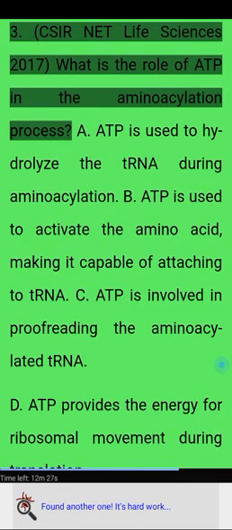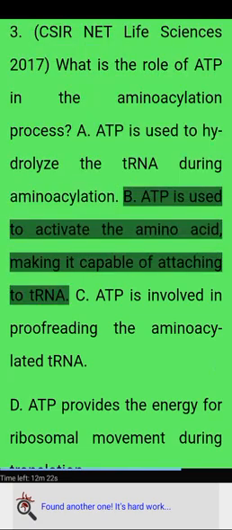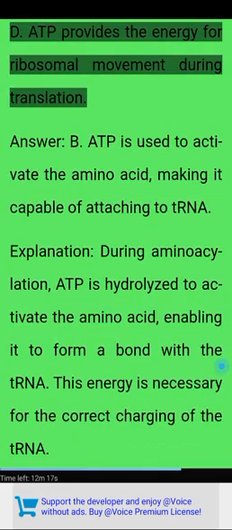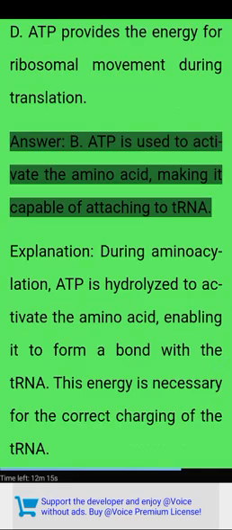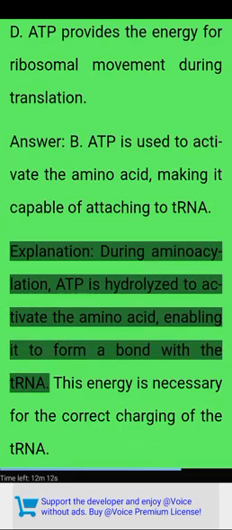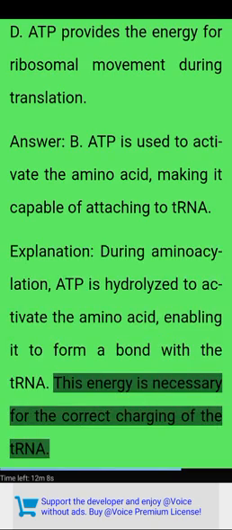3. CSIR NET Life Sciences 2017. What is the role of ATP in the aminoacylation process? A. ATP is used to hydrolyze the tRNA during aminoacylation. B. ATP is used to activate the amino acid, making it capable of attaching to tRNA. C. ATP is involved in proofreading the aminoacylated tRNA. D. ATP provides the energy for ribosomal movement during translation. Answer: B. Explanation: During aminoacylation, ATP is hydrolyzed to activate the amino acid, enabling it to form a bond with the tRNA. This energy is necessary for the correct charging of the tRNA.